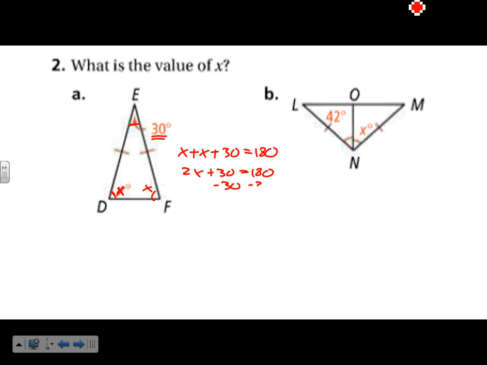Subtract 30: we have 2x is equal to 150. Divide both sides by 2. We get x is equal to 75. So each one of these angles is 75 degrees. Each one of these angles, 75 degrees.